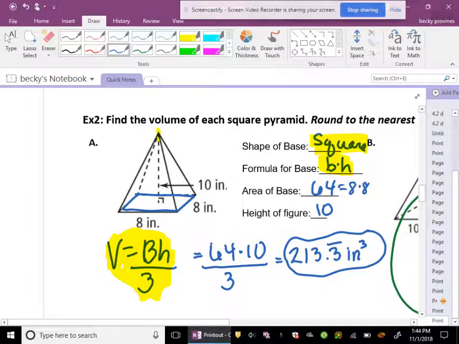Now this is height of the figure. So this is just regular h. My height of the figure is this one straight in the middle, not the slanted one. So the number in the middle is 10. So base times height, guys. It's that easy. My base I already found, 64. My height is 10. And my formula now says I need to divide by 3. So I get 213.3 inches cubed.